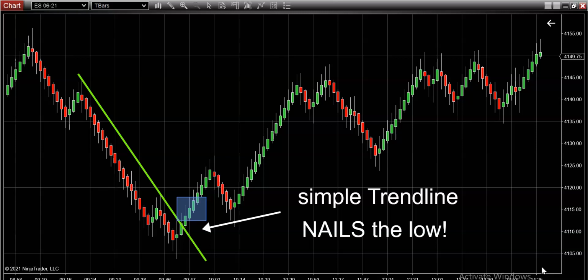And guys, in spite of all that, I am going to show you how a simple trend line, for all you patient traders out there, okay? I'm going to show you how a simple trend line nailed the absolute low in today's sell-off. Let's do it.